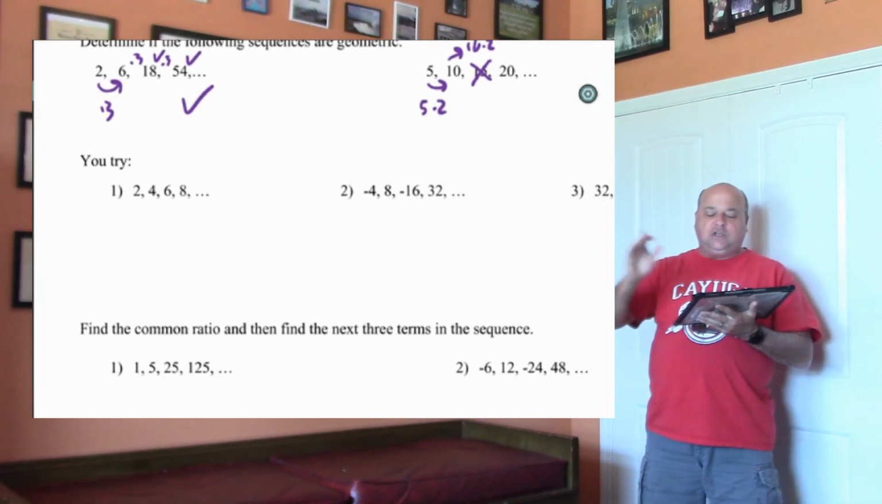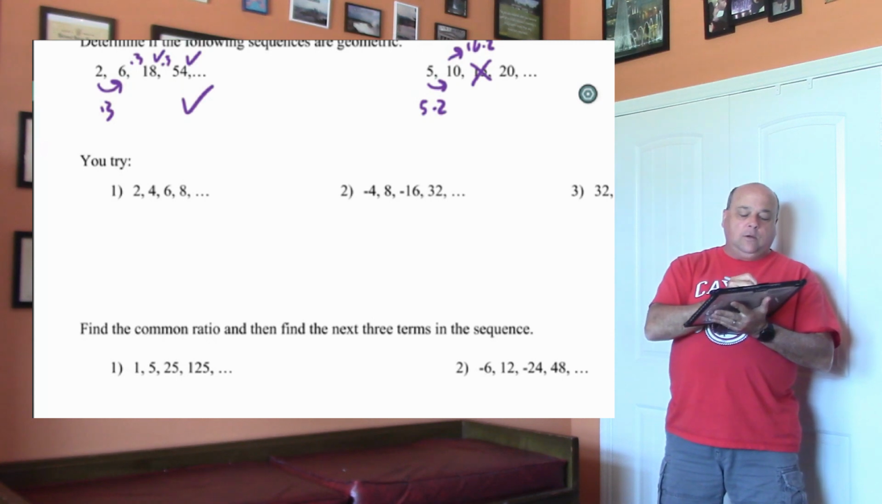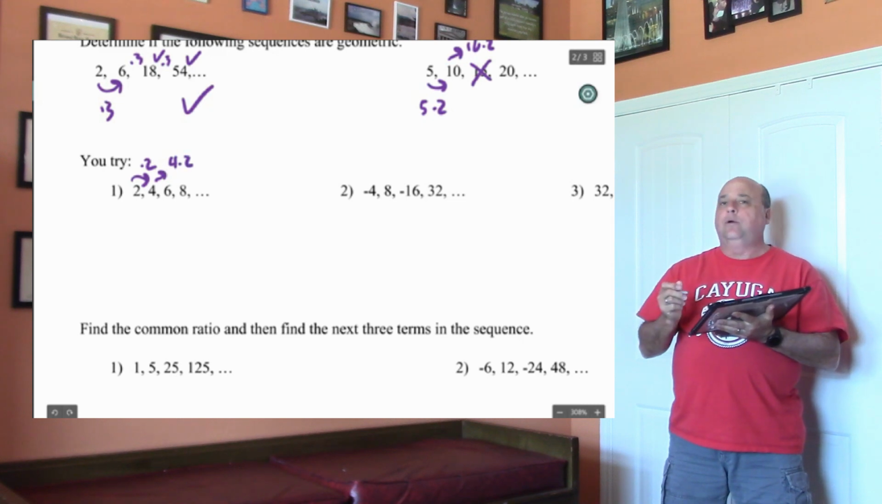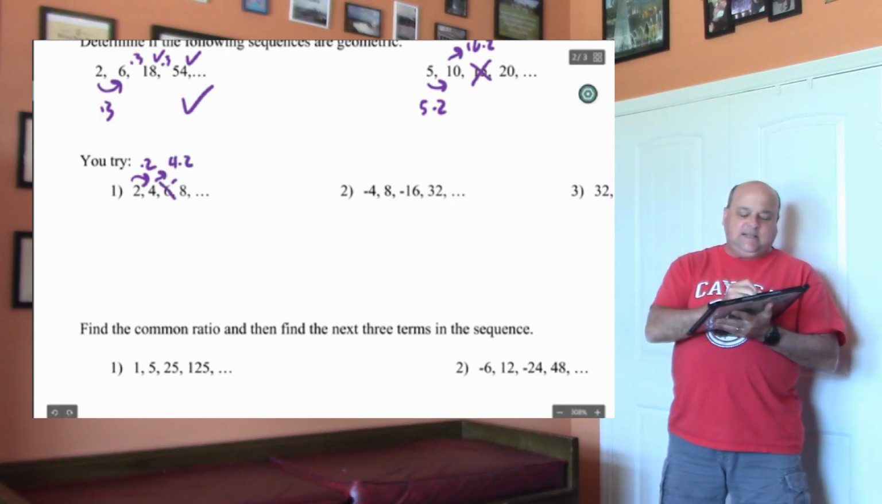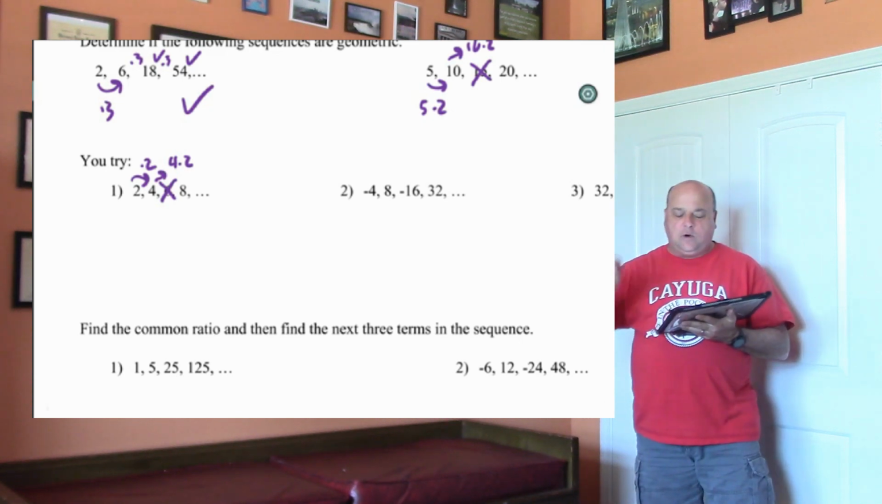So now then, you're just going to go through these and see if they're geometric sequences. I'm going to do one for you. From 2 to 4, I'm multiplying by 2, aren't I? Is 4 times 2 the next number? 4 times 2 is not 6. This is not geometric. If it works, just put a check mark, okay?